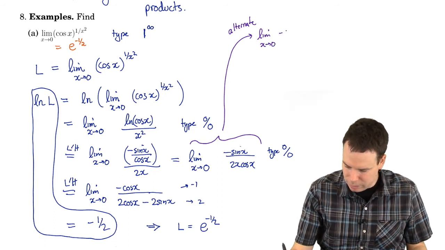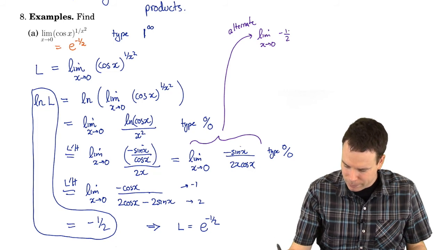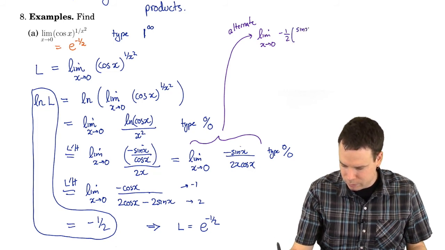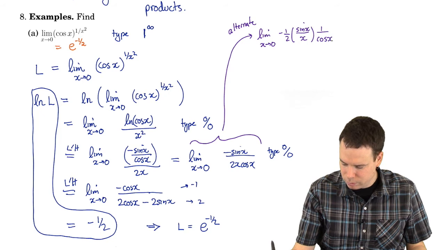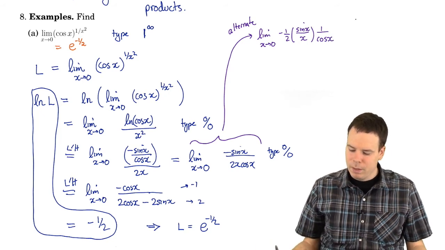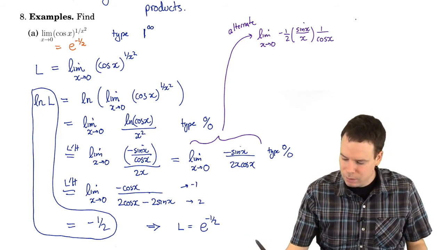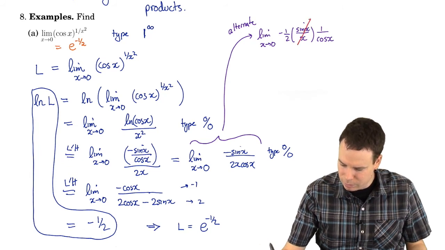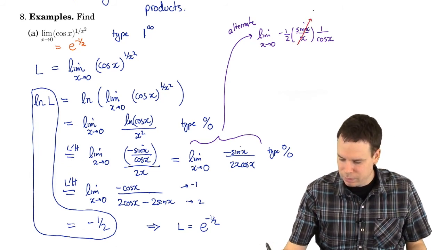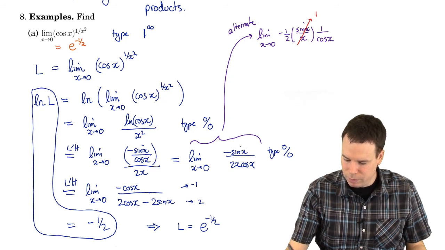I can split this up. Okay, I'll bring a factor of negative 1/2, and then I'm going to group the sine x on the top with the x on the bottom, and then I'll just leave the 1 over cosine x by itself. Now the reason I've done this is because we know the value of this limit. Sine x over x as x goes to 0, that has a value of 1.